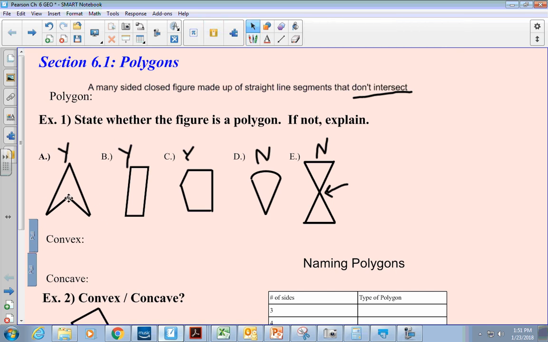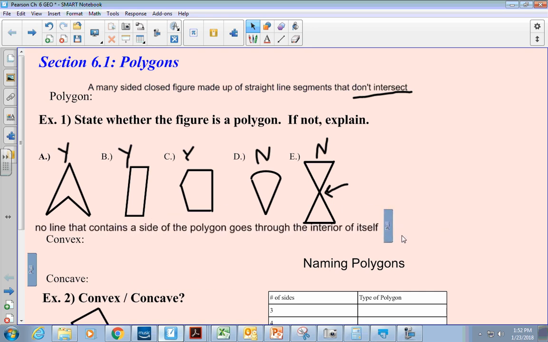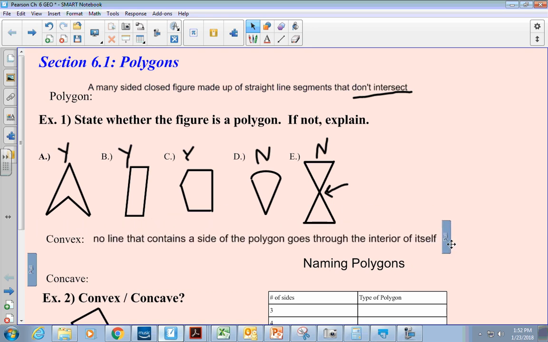So once you get called a polygon, there's two different types you can be. You can be convex, which means that no line that contains a side of the polygon goes through the interior of itself.